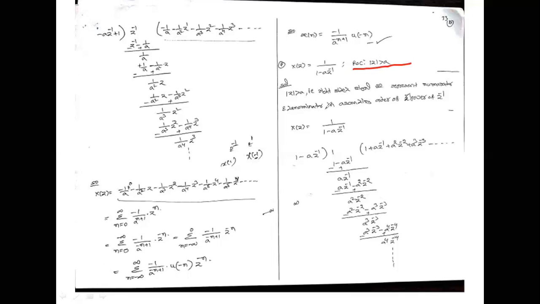ROC is |z| greater than |a|. Now I am taking 1 by 1 minus a z inverse because it is in ascending order of the powers. In ascending order of the powers, we can divide 1 by 1 minus a z inverse and add all the values. The coefficients are the negative powers of z only because its ROC is greater than a. The coefficient 1 is z power 0, then z power minus 1, z power minus 2, and so on.